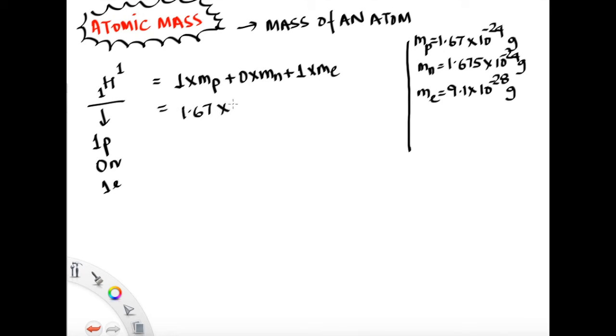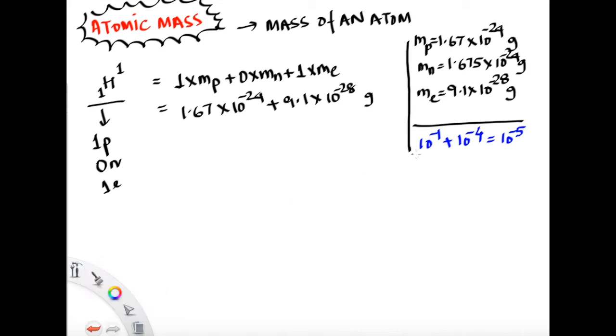Thus, if we plug in the values, mass of a hydrogen atom will be equal to 1.67 into 10 to the minus 24 grams plus 9.1 into 10 to the power minus 28 grams. Okay, so how do we add these two numbers? If I ask you to add 10 to the minus 1 plus 10 to the minus 4, and you tell me that the answer is 10 to the minus 5, you are absolutely wrong. You cannot add the powers.